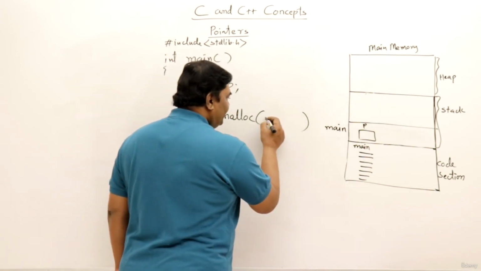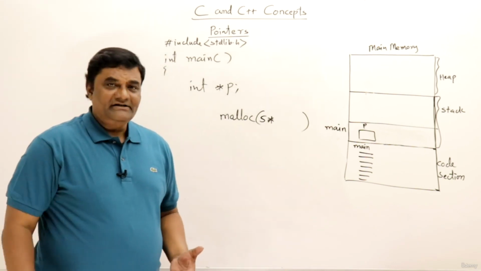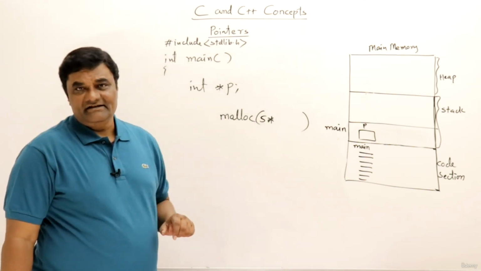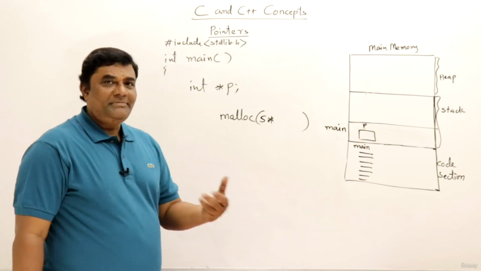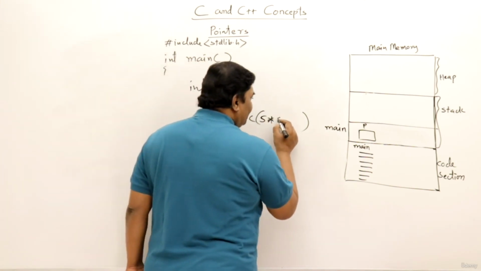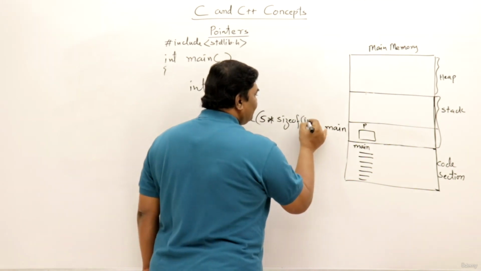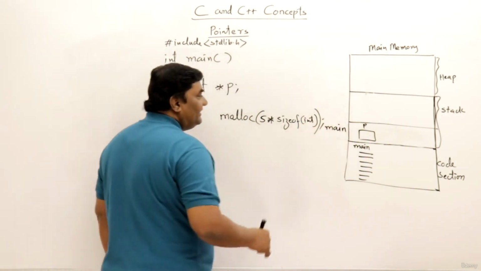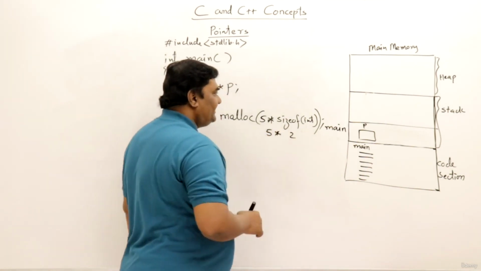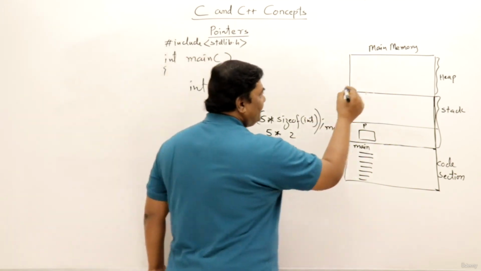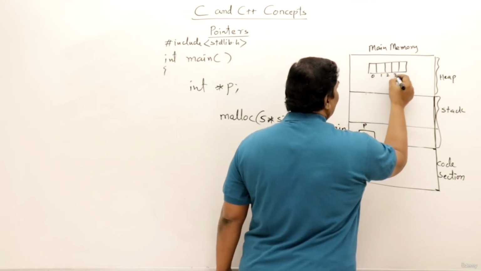I want 5 integers. So 5. Then what is the size of an integer? We are assuming it as 2 bytes, but it may be taking 4 bytes or 2 bytes. So let the compiler decide the size. We can use the operator called sizeof, and to that operator I will pass int. It will give the size of an integer. If it is 2 bytes, then 2 into 5, total 10 bytes of memory this malloc function will allocate. So it will allocate a total of 5 integers, right?